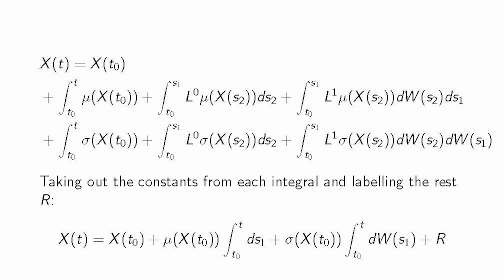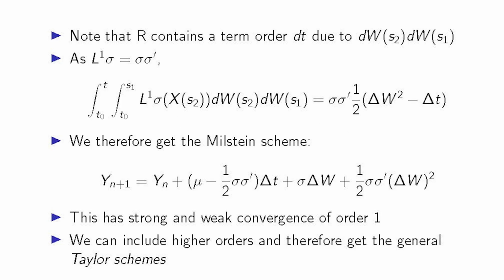So we have this integral equation, and we've now replaced mu, which is obviously a function of x, with the Ito's formula for mu, and same thing for sigma. What we can do now is take out the constant terms, and then we have a final remainder term, that is the double integrals here. And we find that there's one term which is order dt. If we expand this term out, it is equivalent to sigma sigma prime times 1/2 times delta w squared minus dt.